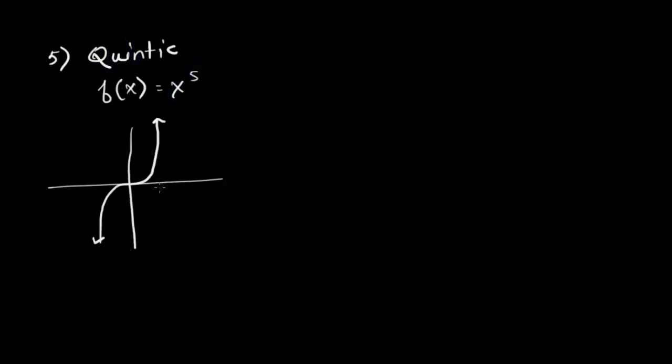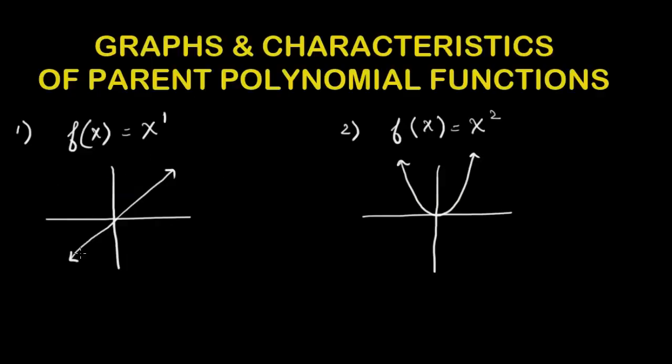Next we have the quintic function, that is f(x) = x to the power of 5. The parent functions of quintic and cubic would look almost similar. It's just that this is going to be more blunt here. Variations in any of these graphs would be seen when there are transformations introduced into parent polynomial functions.